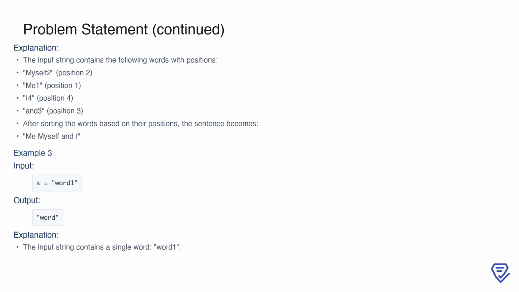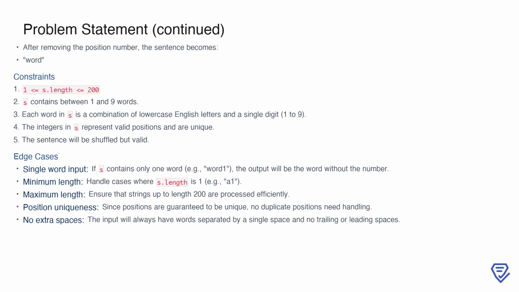For a simpler case, if the input is S equals "word1", the string only contains one word, word1, where the number at the end indicates its position. Since there's only one word, the output is simply "word" without the number. To summarize, when handling a single word like S equals "word1", the number is removed, and the output is just the word itself, "word".